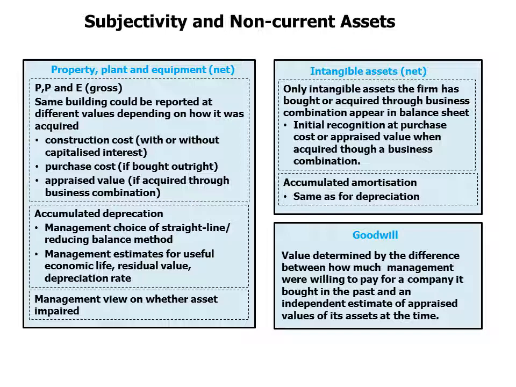The value of goodwill is determined by the difference between how much management were willing to pay for a company bought in the past and an independent estimate of the appraised value of its assets at the time. That valuation by management of another company is a subjective valuation. And no two different valuers would come up with the same value for those assets. So the figure for goodwill is also inherently subjective.